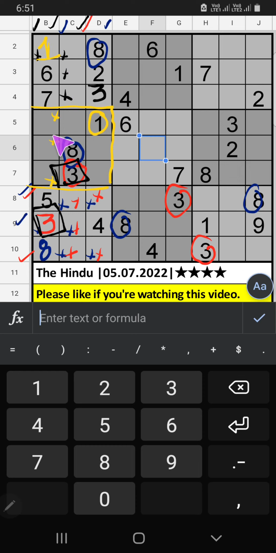Column B, 3 numbers are remaining, 2, 4, 9. It will come in any one of the cells. We will confirm later. First grid, 3 numbers are remaining, 4, 5, 9. It will come in any one of the cells. We will confirm later.